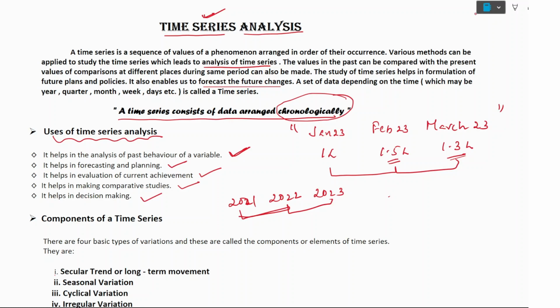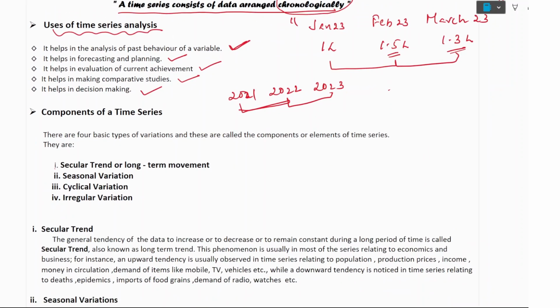Now the another important part, that is the components of time series. Here there are 4 basic types of variation or trend, called the components or elements of time series, which are secular trend or long term movement, seasonal variation or seasonal trend, cyclical variation, and irregular variation. There are 4 basic components: secular trend, seasonal trend, cyclic variation, and irregular variation.